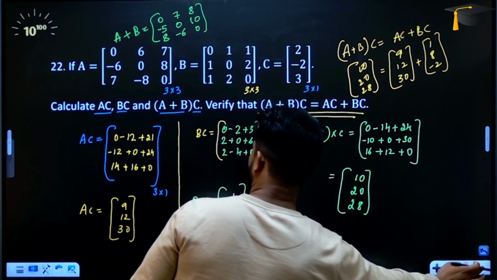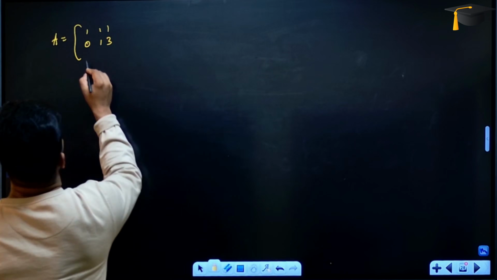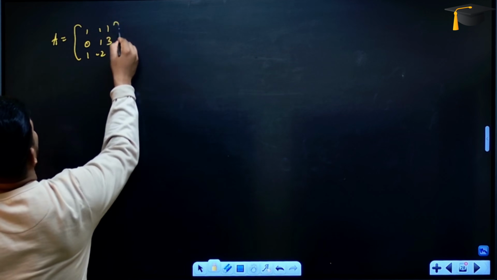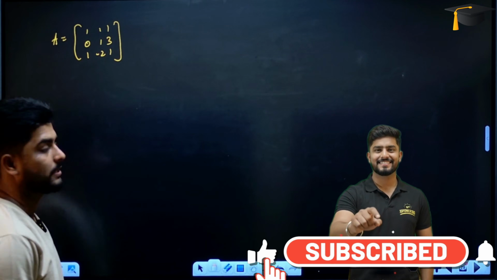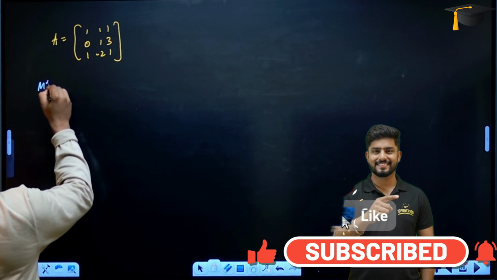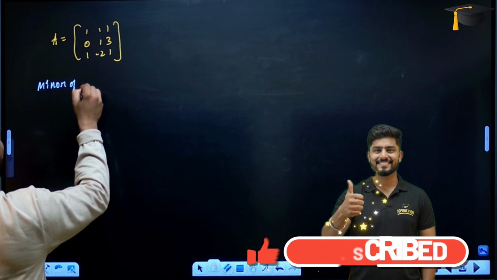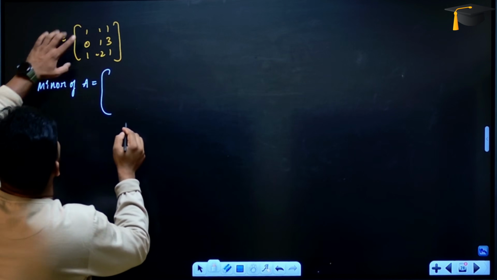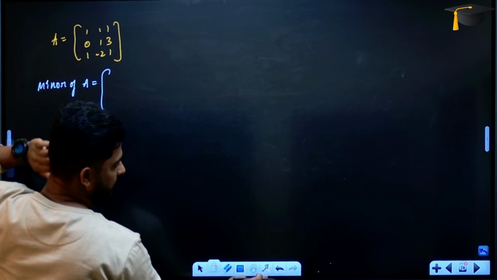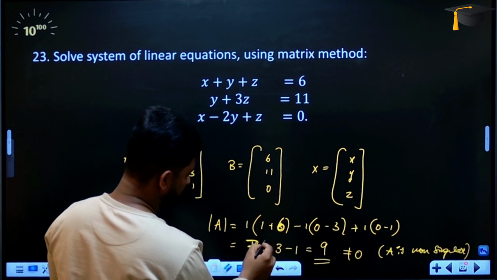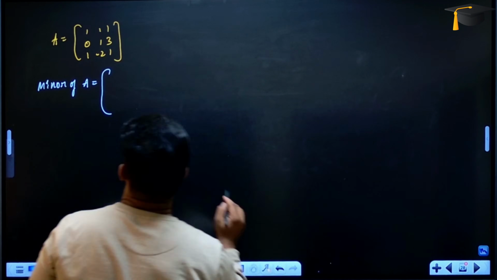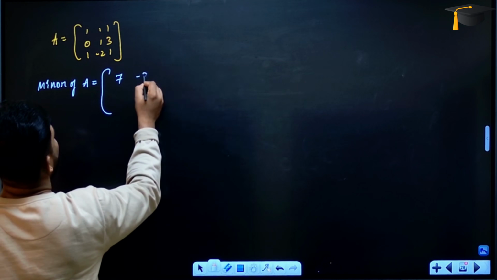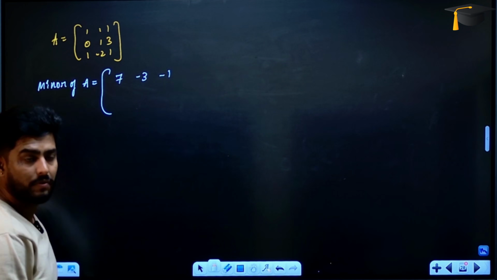1 minus 2, 1. Okay, next we have to find the minors. Okay, minors. Let's find out. So the minor of A. Okay, so the same numbers we got here: 7, minus 3 and minus 1. So here 7, minus 3 and minus 1 only we get. Okay, if you want you can check.